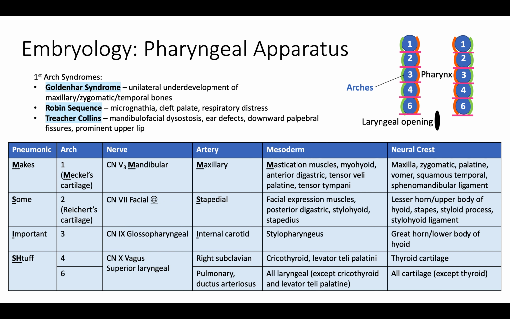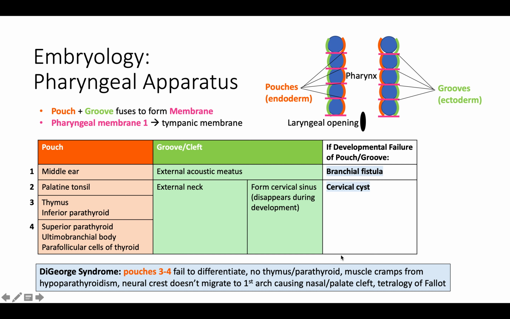There's no arch 5. The mesoderm is going to be cricothyroid and levator veli palatini, and then all laryngeal except cricothyroid and levator veli palatini is going to be with 6, and that should be a V instead of a T.